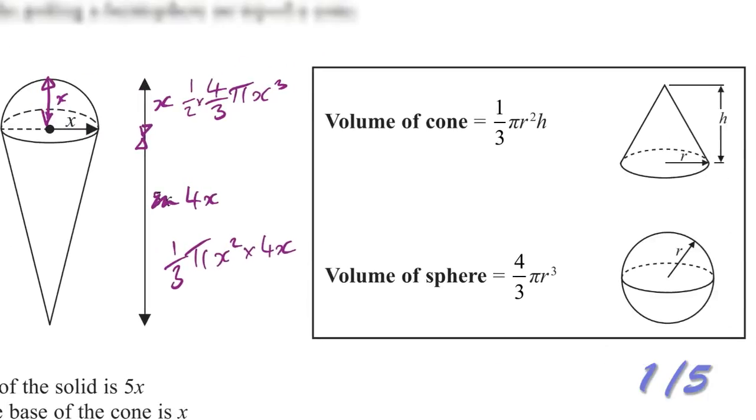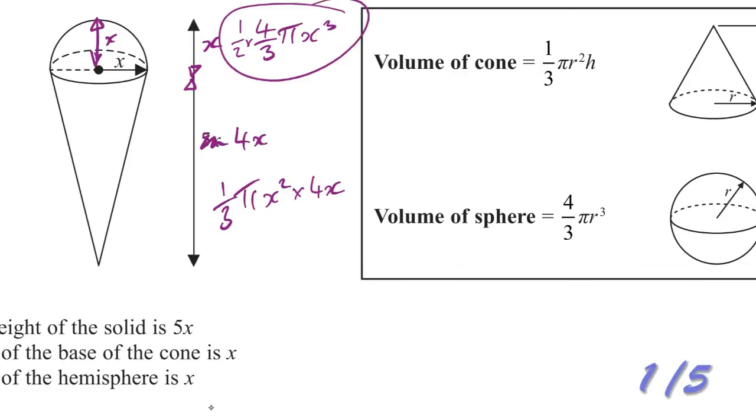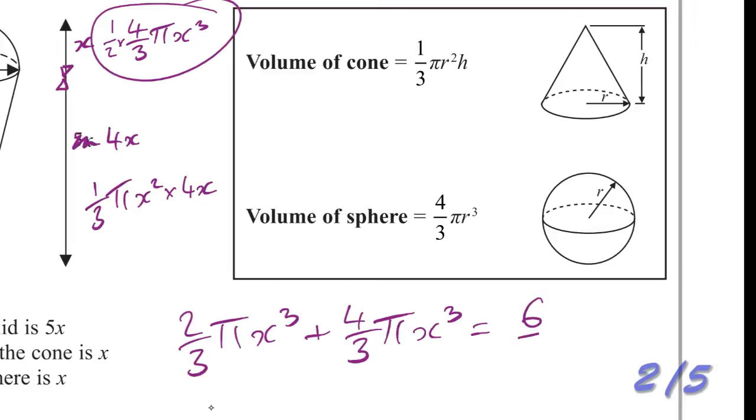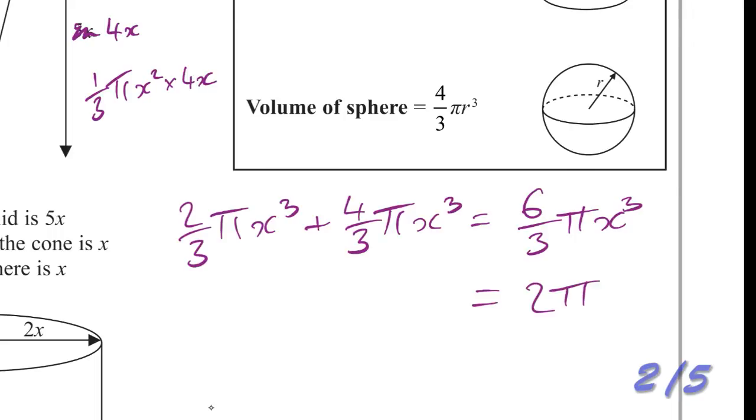Taking these two together, the volume of that altogether is going to be this one. Now a half times 4/3 is just going to be 2/3. So we're going to have 2/3 pi x cubed plus the volume of the cone, that's 1/3 pi x squared times by 4x. The third times by 4 is going to give us 4/3. And we've got pi x squared times x, which is x cubed. 2/3 pi x cubed plus 4/3 pi x cubed. Altogether, that gives us 6/3 pi x cubed, which is just the same as 2 pi x cubed.